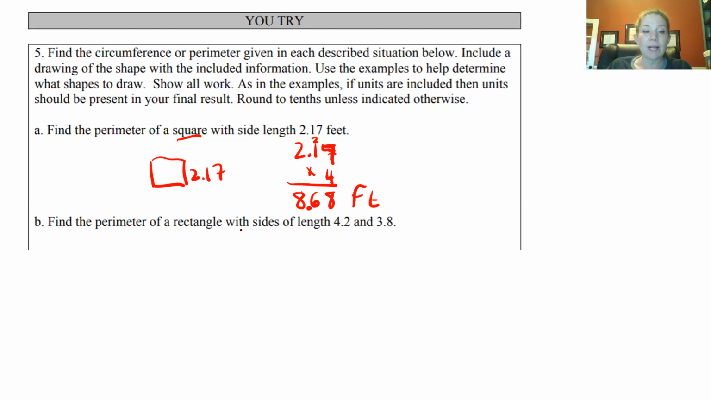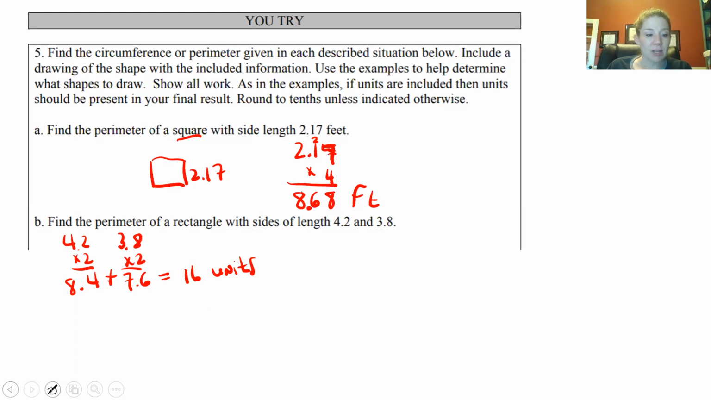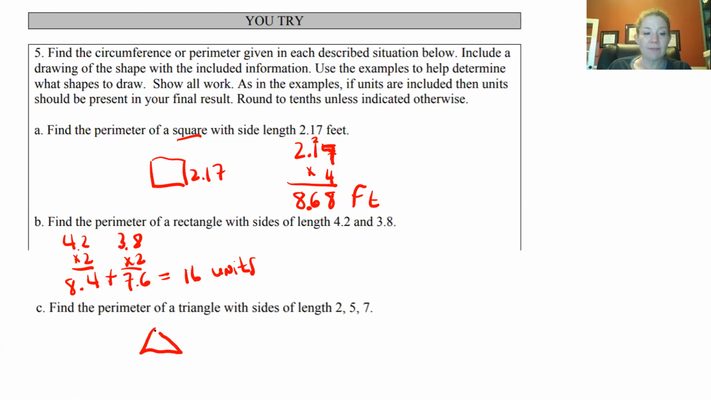Find the perimeter of a rectangle with sides 2.4 and 3.8. So I'm going to double 2.4, and I'm going to double 3.8, and then I'm going to add them together. So this will be 8.4, this will be 7.6, and when I add those together, I get 16 units. All right. Letter C, find the perimeter of a triangle, which is 2, 5, and 7. So that would be 14 units.